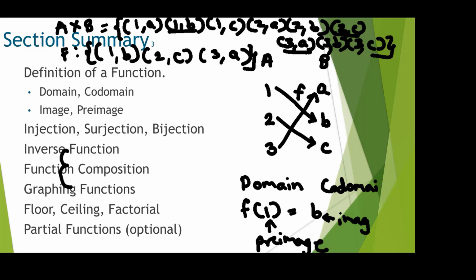In today's class, we are going to start with the next section of chapter 2, which is 2.3, and it talks about different functions. So we will see the definition of functions, then domain, codomain, image, pre-image, and injection, surjection, and bijection. So those are different types of functions. Then we will see inverse function and a little bit about function composition. This we will not study in this class.